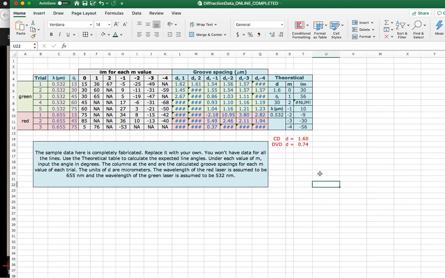Okay, hopefully that makes it clear enough. I know this is a complicated experiment, especially to do from afar and online, but hopefully this will help you figure out what needs to go where and then how to interpret what you're seeing on the screen.